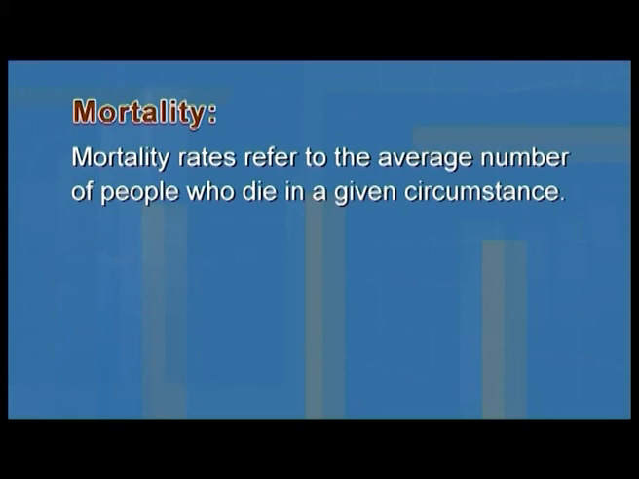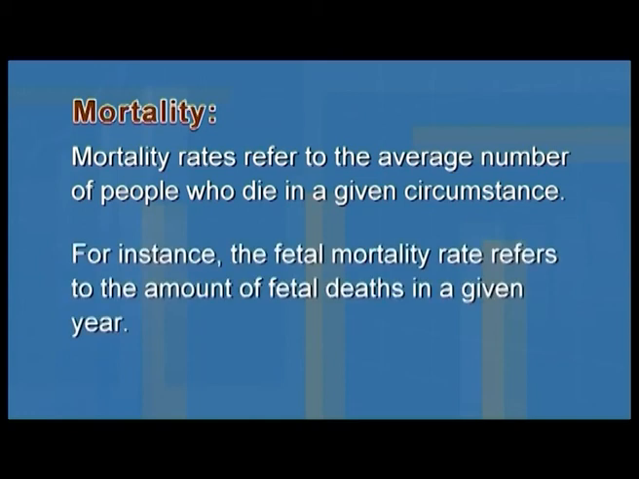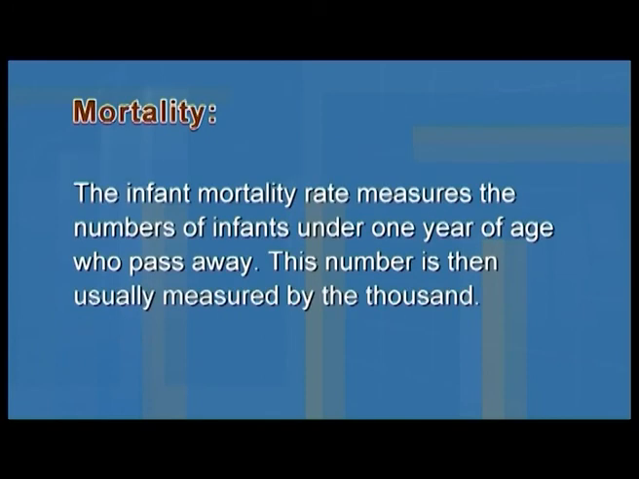Mortality is explained as follows. Mortality rates refer to the average number of people who die in a given circumstance. For instance, the fetal mortality rate refers to the amount of fetal death in a given year. The infant mortality rate measures the number of infants under 1 year of age who pass away. This number is then usually measured per 1000.